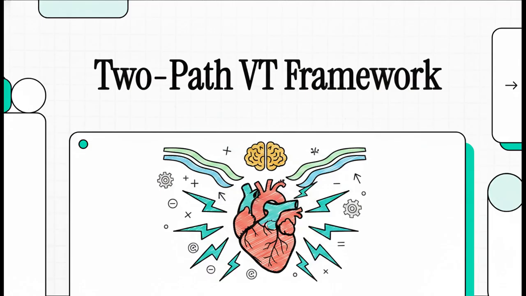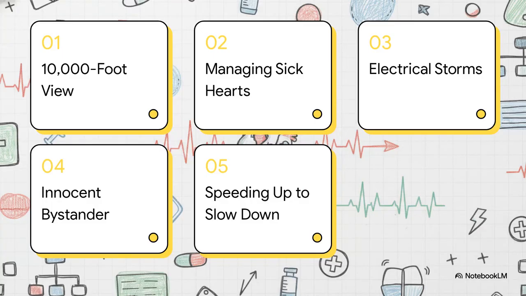If you've ever felt your own heart rate spike the second a patient's monitor starts alarming with VT, well, you're in the right place. Okay, let's just glance at our agenda for today. We'll start with the 10,000-foot view, then move into managing the sick heart, surviving the electrical storm, looking at the innocent bystander heart, and finally, a really counterintuitive strategy, speeding up to slow down. This maps perfectly to the two distinct pathophysiologic buckets of VT and exactly how we need to treat them.